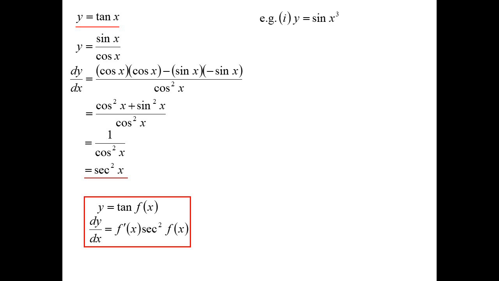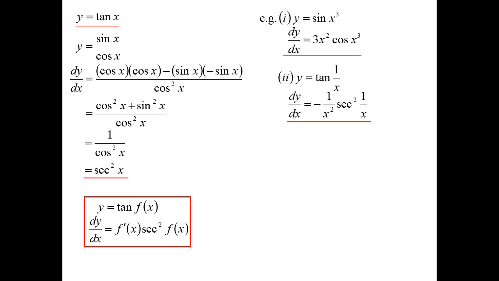So I get the sine of x cubed. Differentiate the angle, 3x squared. Sine goes to cosine, angle does not change. Straightforward as that. The tan of 1 on x. Differentiate 1 on x, I get minus 1 on x squared. Tan goes to sec squared, angle does not change, 1 on x.